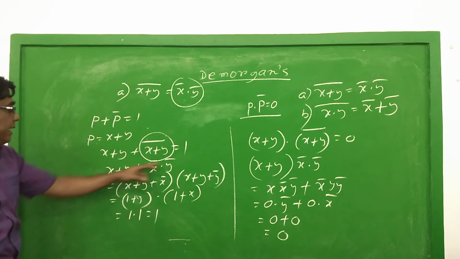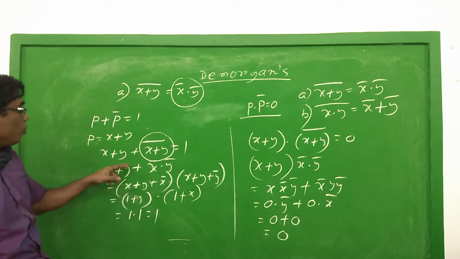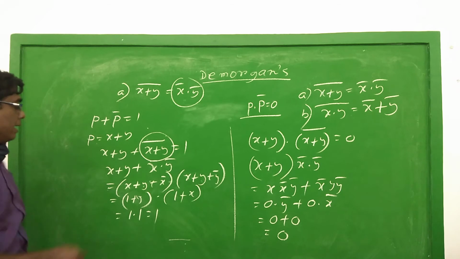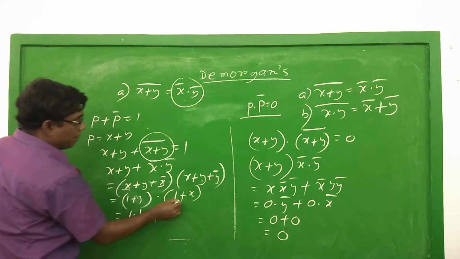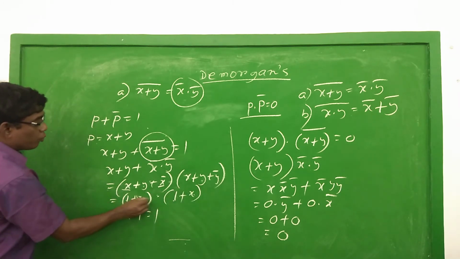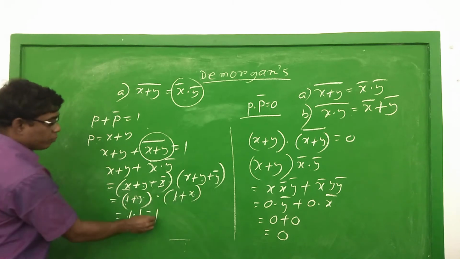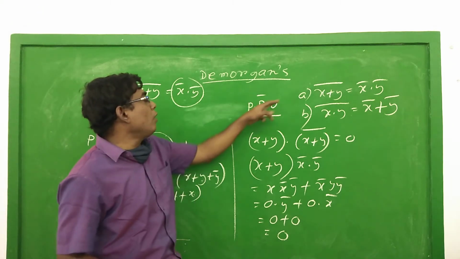Now by the distributive law, this is x or y or x complement, and x or y or y complement. Now x or x complement is 1, y or y complement is 1. So 1 or y, and 1 or x: 1 or y means 1, 1 or x means 1, and 1 and 1 is 1. Proved.